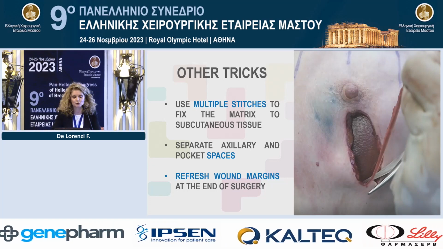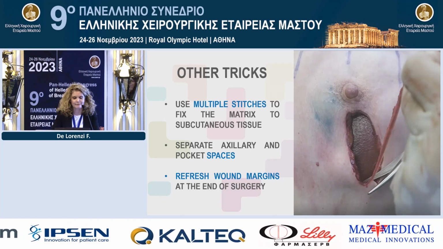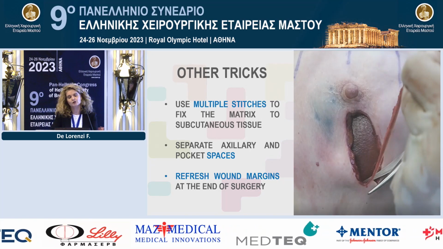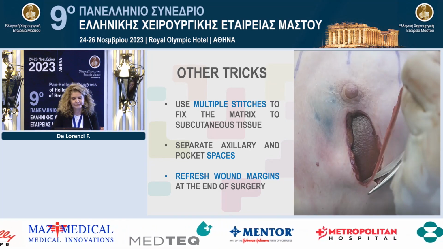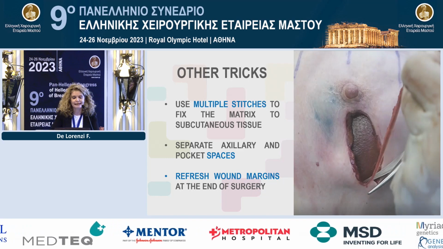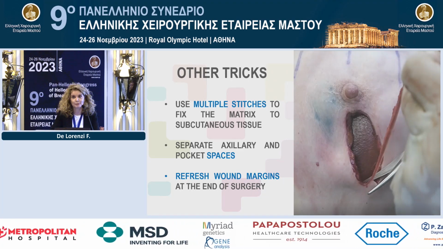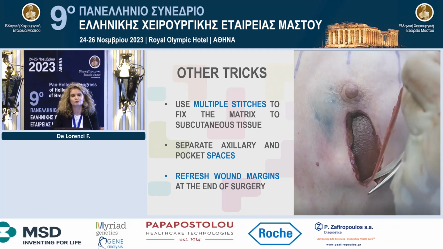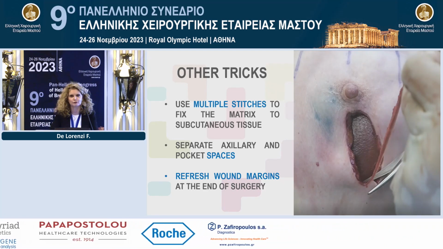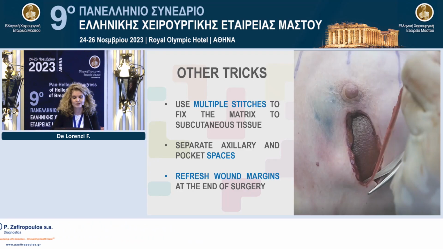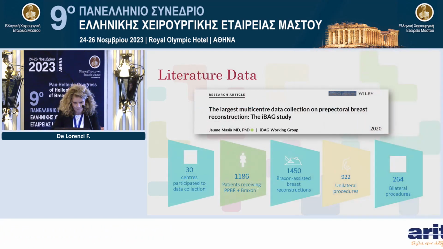So I usually use multiple stitches between the matrix and the subcutaneous tissue just to ensure the integration of the matrix. I usually separate the axillary pocket, the axillary space, from the implant pocket if we do not use a separate incision for the axillary sampling. And I usually refresh the wound margins at the end of surgery.